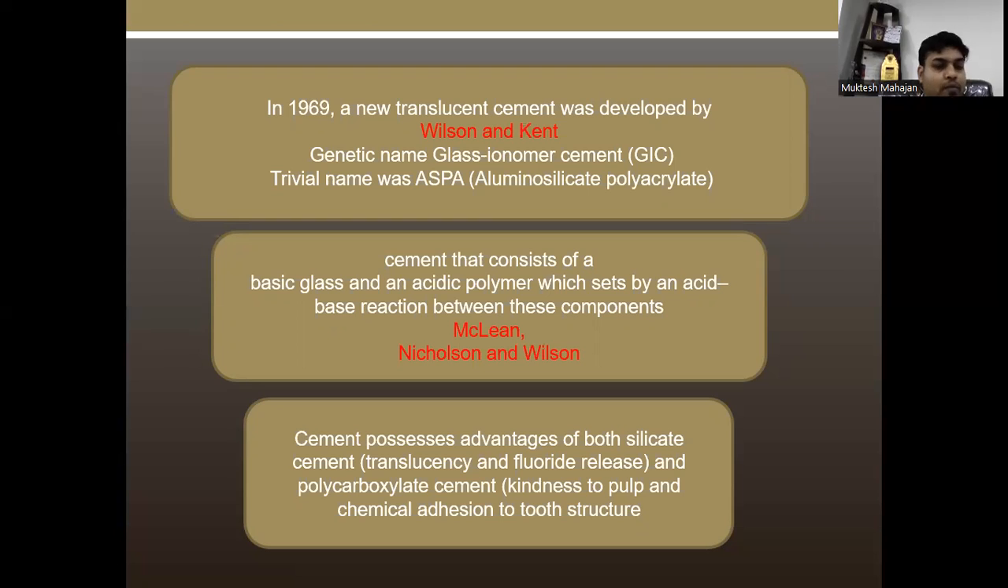In the previous lecture, we learned about silicate cement that is used for anterior fillings. The quality of the silicate cement is used in this, and the polycarboxylate cement is more gentle to the pulp. Both qualities of both cements have been used in this cement.